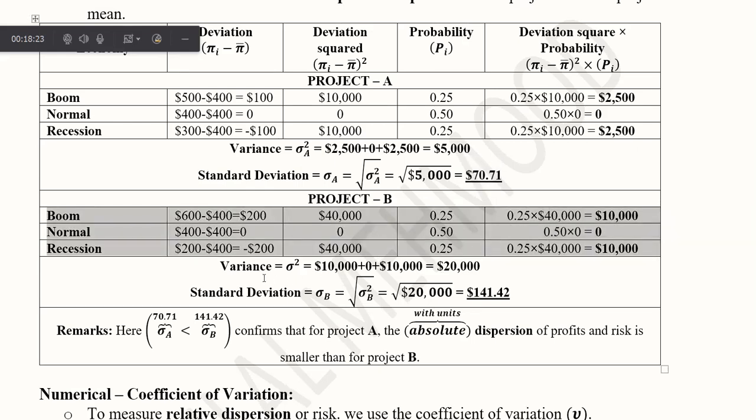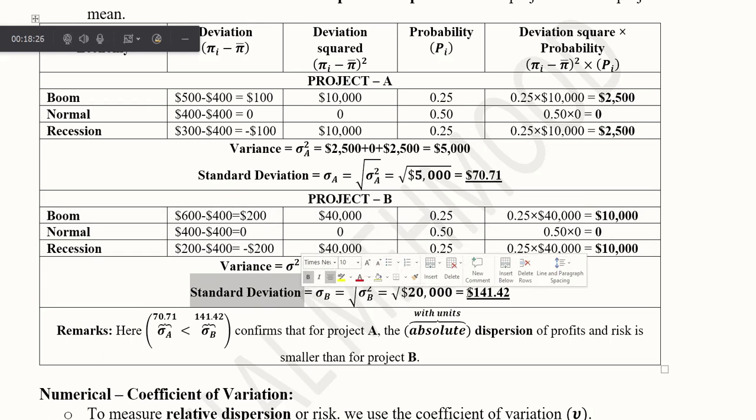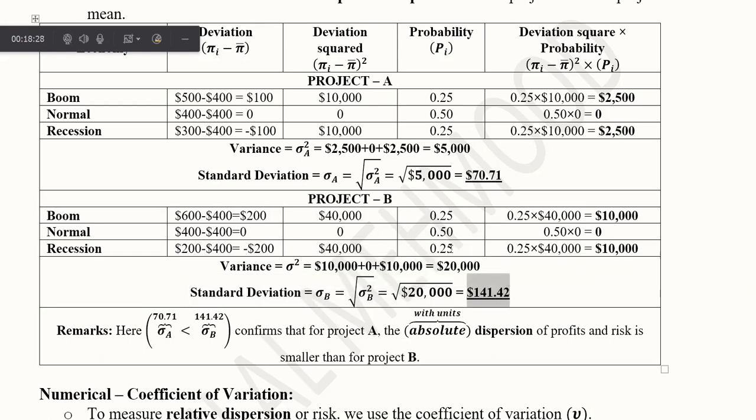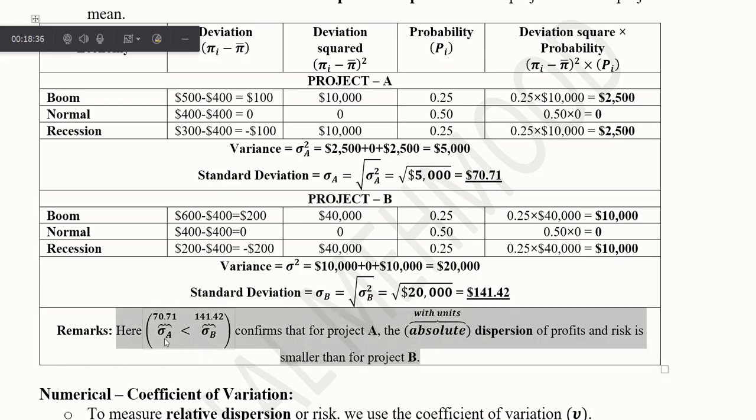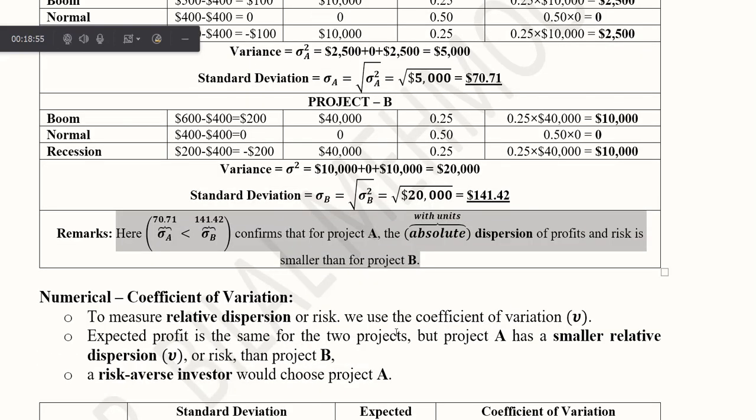The answer of the standard deviation in this case will be $141.42. So now we have the comparison of the two. Project A has a smaller standard deviation as compared to that of project B. So it means that project A is having lesser absolute risk or dispersion in the risk. So we can go with project A in this case if we are trying to mitigate the risk.